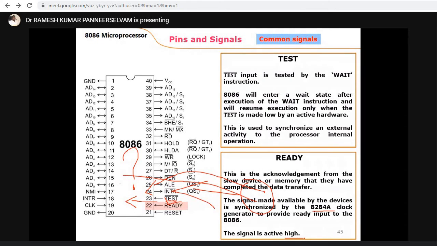Whenever we talk about any particular signal here in 8086, we need to understand what its initial state is. For most of the signals the initial state will be low. When I say low, the logic will be 0. When I say active high, the logic will be 1. Clearly, the logical operation will be either 0 or 1. So when I say active high, the particular signal will always remain at logic 1. That is the meaning of ready.